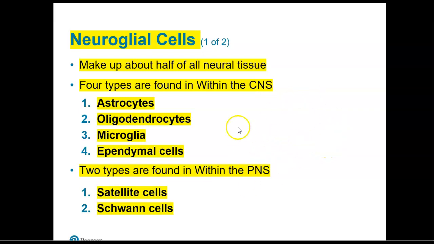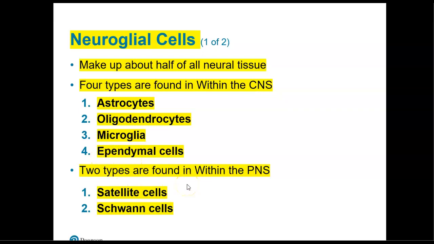Now we're going to move on to the cells of the neuroglia. Neuroglial cells help to support and nourish and have various functions to keep our neurons healthy. There are four neuroglial cells found within the central nervous system. They're called astrocytes, oligodendrocytes, microglia, and ependymal cells.